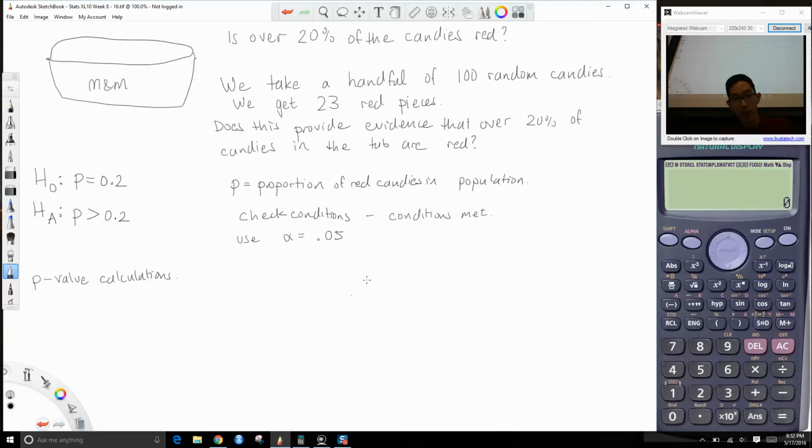All right. So first off, we'll figure out our standard error. The standard error is going to be the square root of p0 times 1 minus p0, and that's fine, divided by n. Okay, p0 just means the value that shows up in the null hypothesis. Okay, so p0 is the number that appears in the null hypothesis.